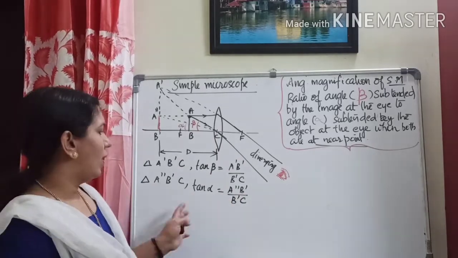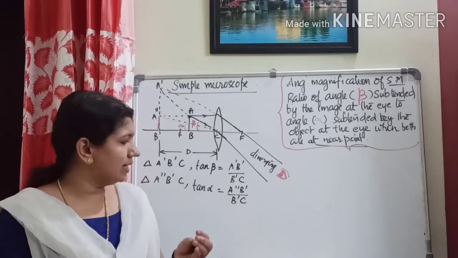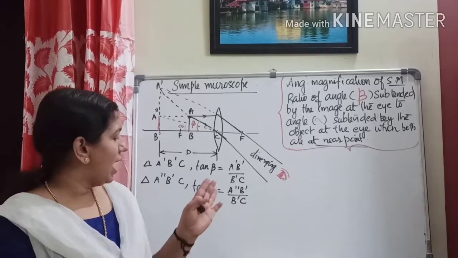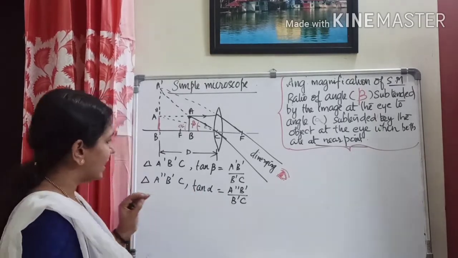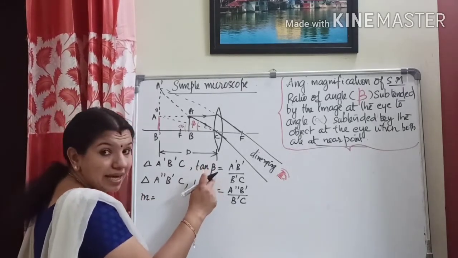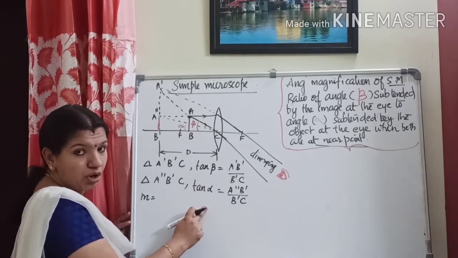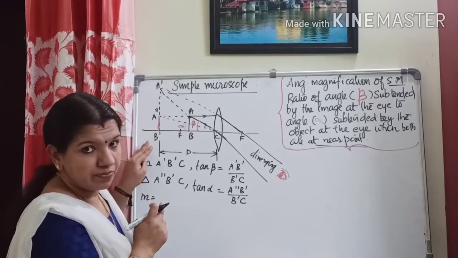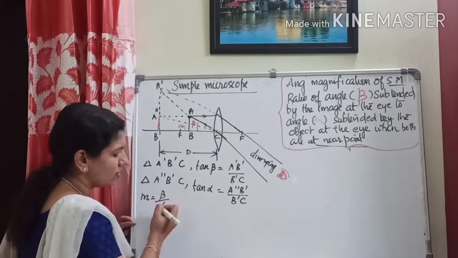Okay, now here this beta and alpha are very small angles, so you can approximate tan beta to beta and tan alpha to alpha. So magnification means it is the angle subtended by the image with the eye to the angle subtended by the object with the eye. The condition is both are at the near point. Understand? So m is equal to what? Beta by alpha. Isn't it?